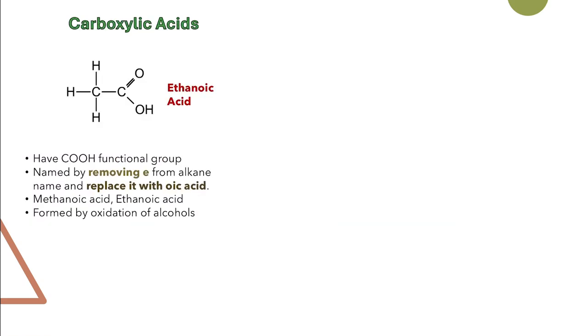Carboxylic acid is another homologous series. Carboxylic acids have the COOH functional group. This is the functional group for carboxylic acid. They are named by removing the E from the alkane and replacing it with oic acid. For a two carbon atom carboxylic acid, it's called ethanoic acid. They are formed by the oxidation of alcohol. So if you oxidize alcohol, that will give you carboxylic acids.